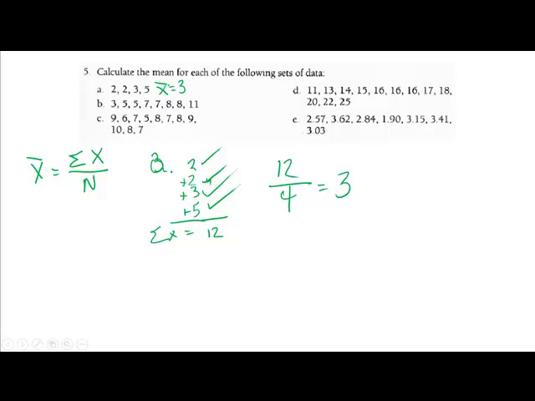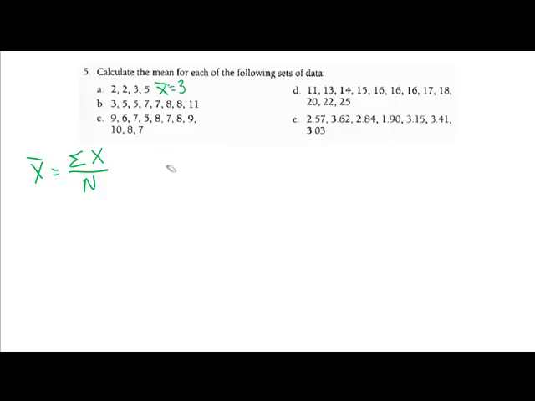There we go. Let's check another one. I'm going to do this a slightly different way. Let's do B next. Okay. B, I'm looking at the numbers, they're all in order. I'm going to do this as a frequency distribution table.